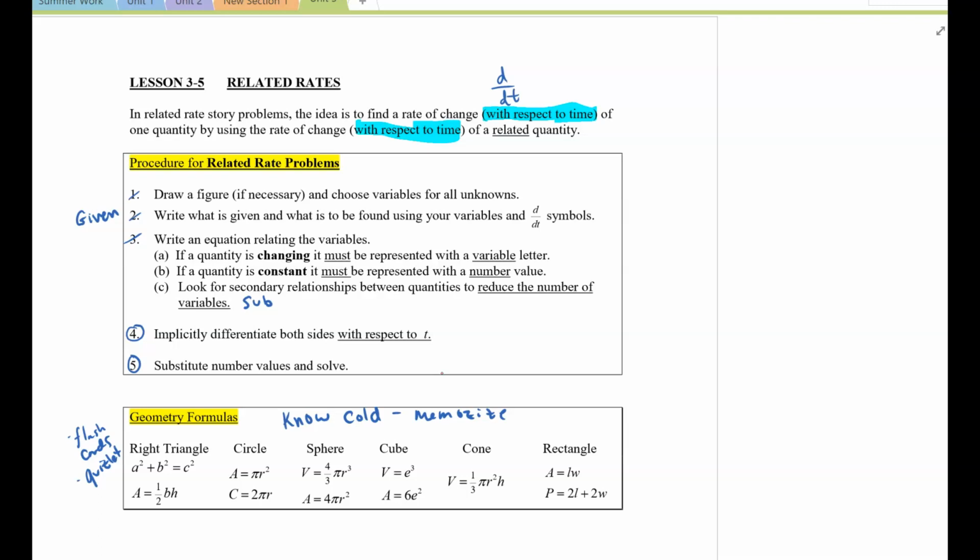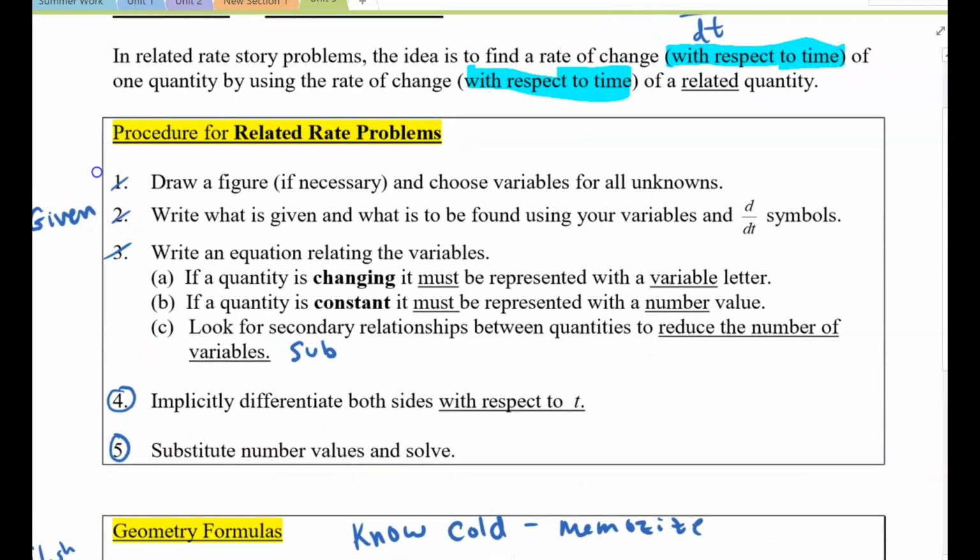In this video we are going to look at two contextual examples and we are going to be using our procedure for related rate problems, these 5 steps. So if you ever are confused about these problems, we're going to be using these to help guide us through these examples.